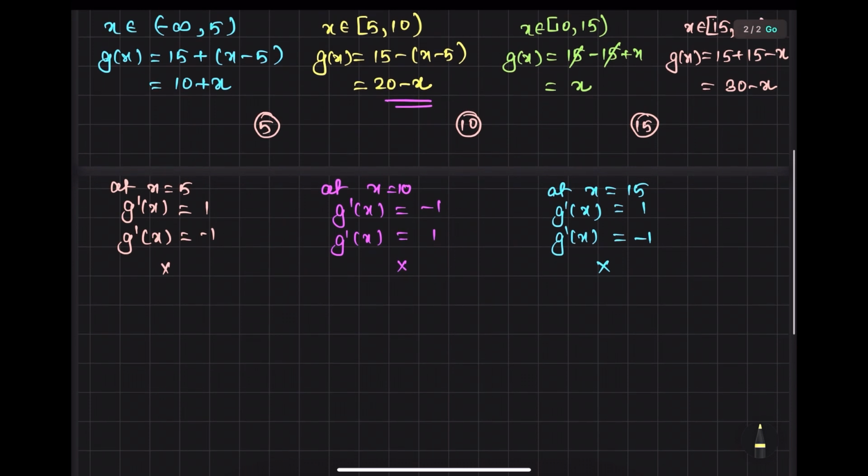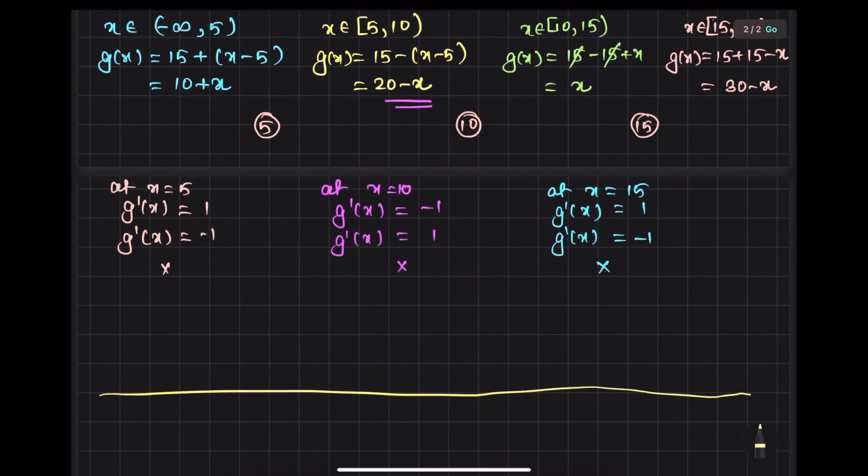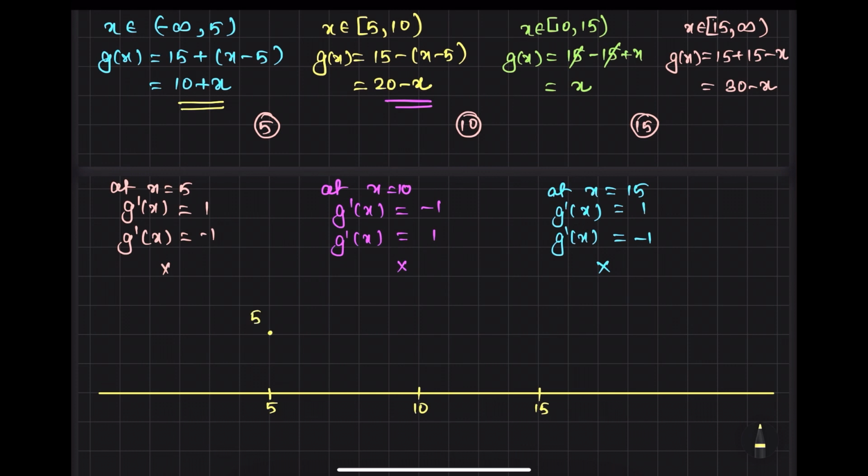Now let's try to solve by using the graphical approach. We have doubt at 5, then 10 and then 15. At 5 it is 15, so it is the point 5 comma 15. Now at 0, which is behind 5, it is 10. So 100% the graph will go this way. So this is the graph.